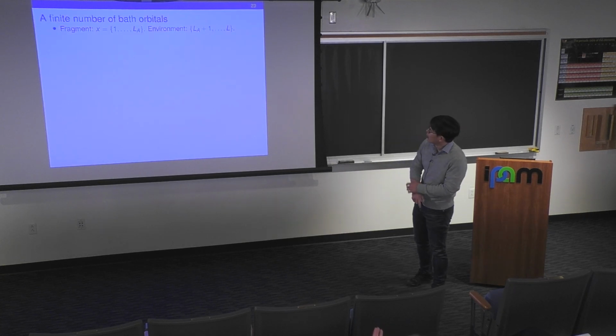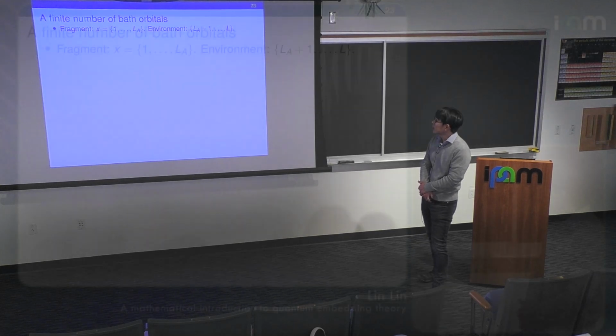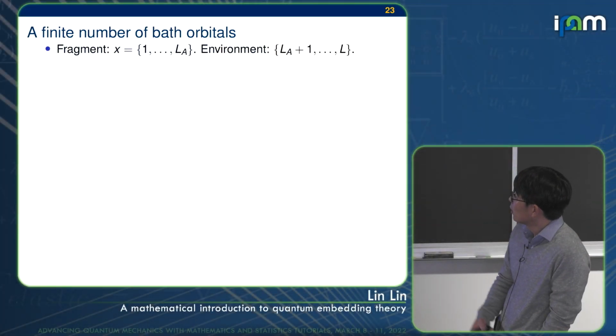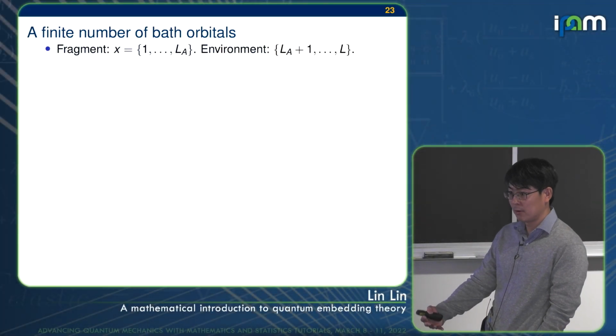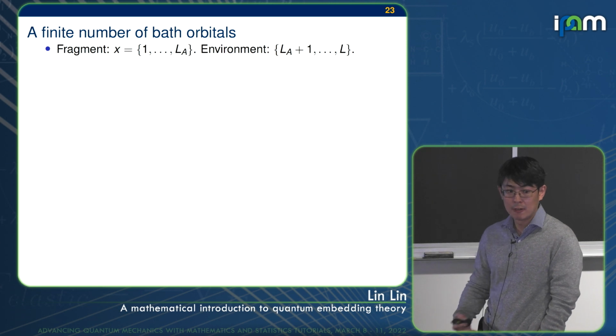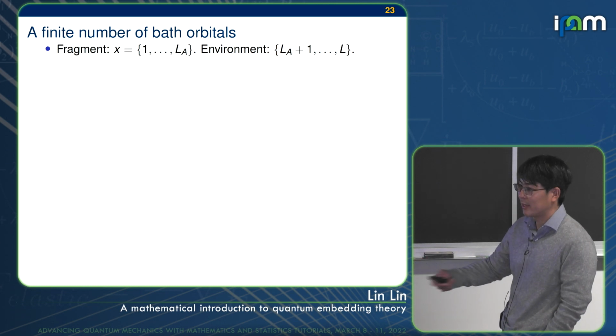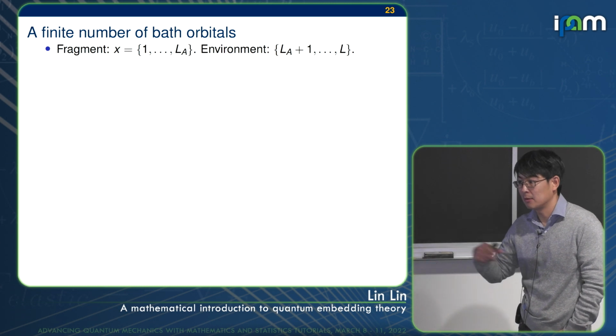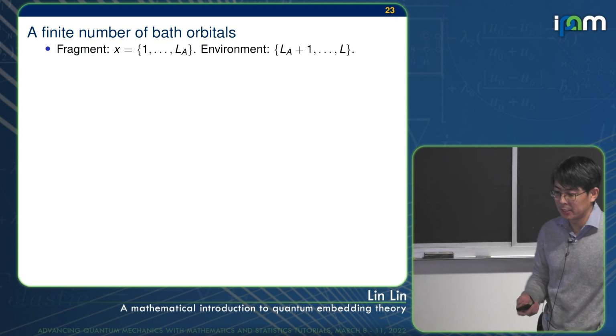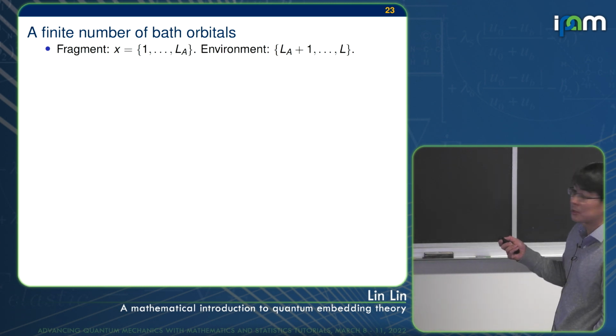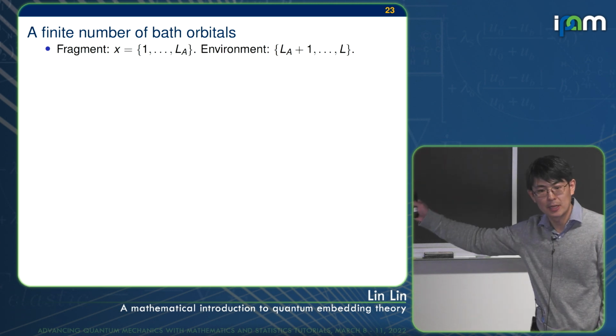So now goes to the more mathematical part. How do you show there is, in principle, a finite number of Bethe orbitals? So for the fragment, I just use the index x from 1 to LA. LA plays the role of m I had before, just commonly in the literature. And the rest is called the environment, from LA plus 1 to L.